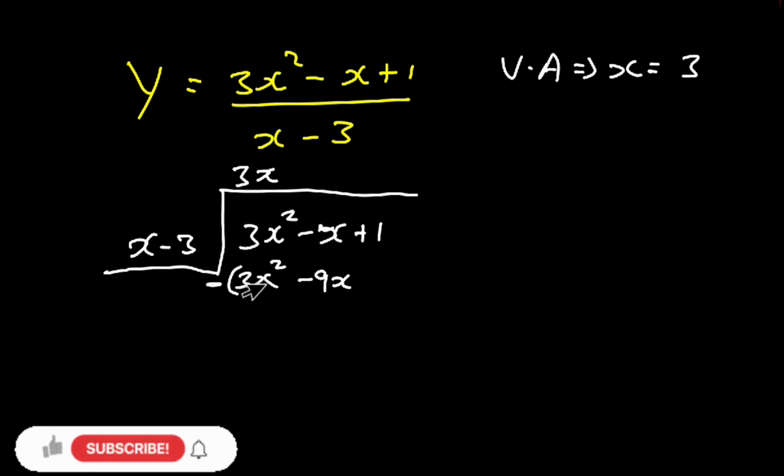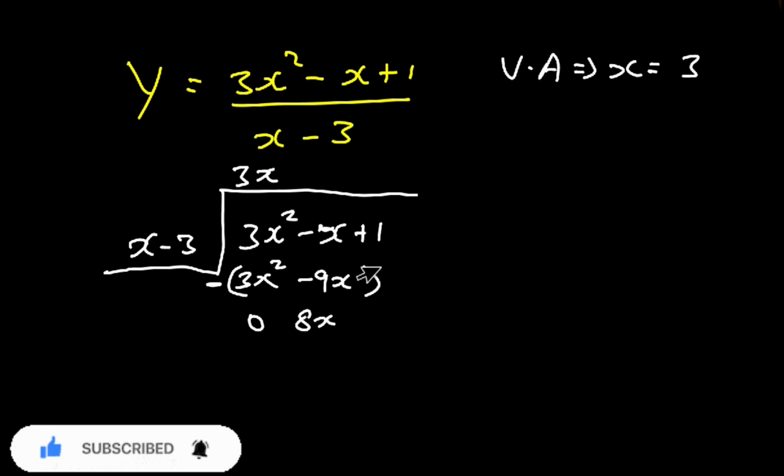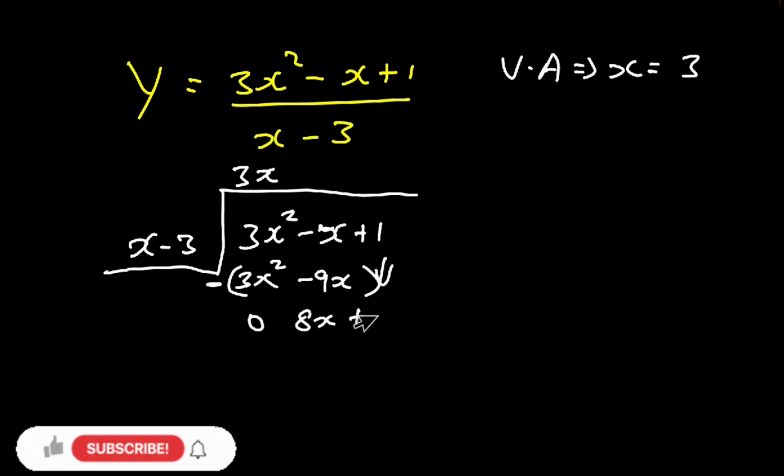Now let's subtract: 3x squared minus 3x squared. This one is 0. Minus times minus is plus. Now minus x plus 9x is equal to 8x. Now let's bring down this one here. We have plus 1. So 8x divided by x is going to be equal to 8.